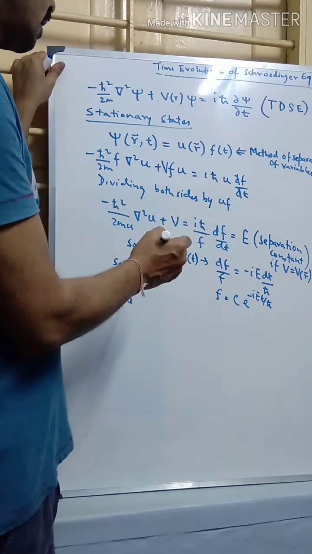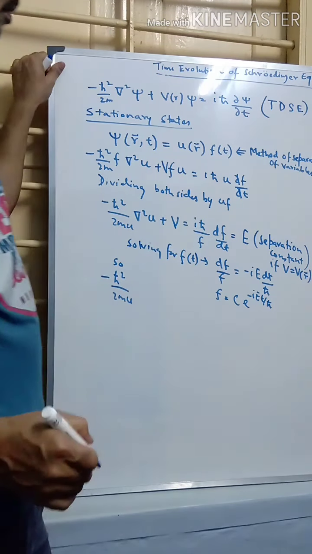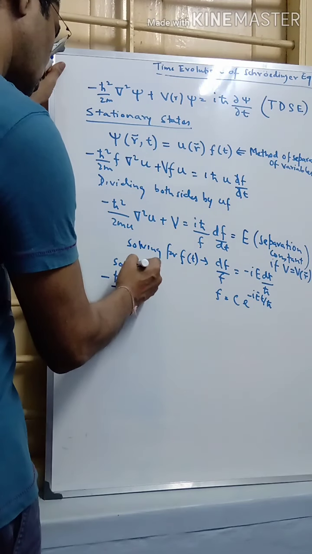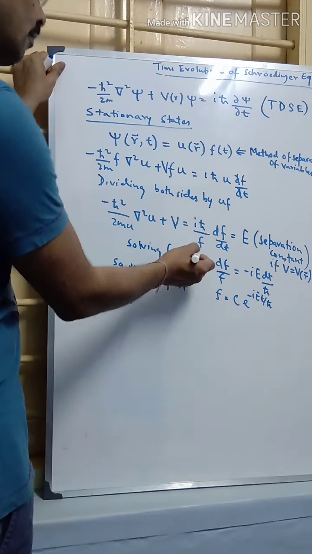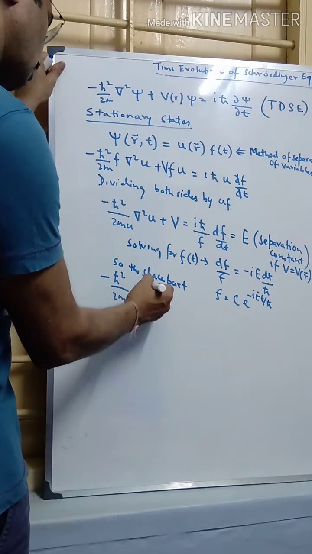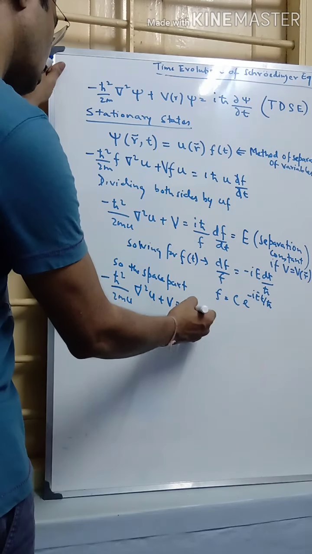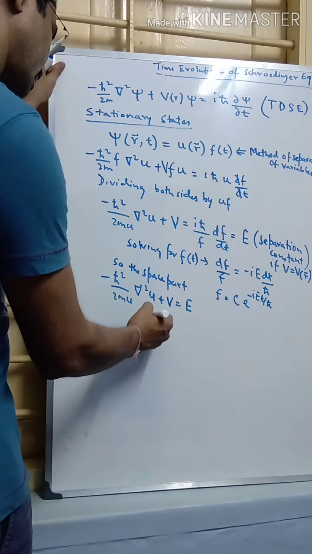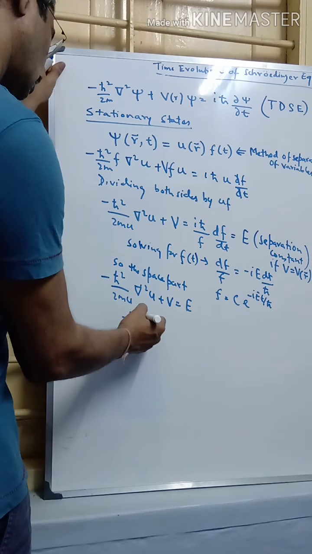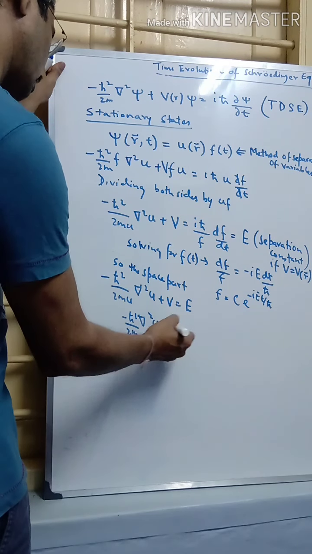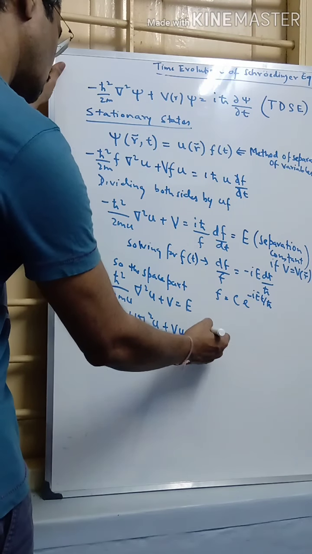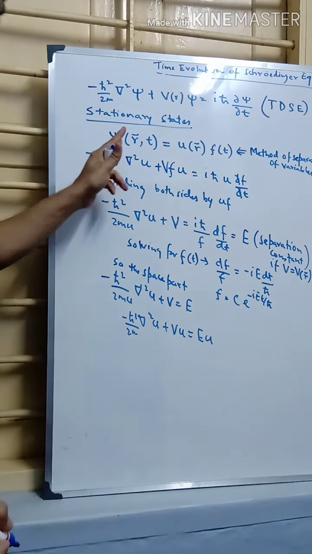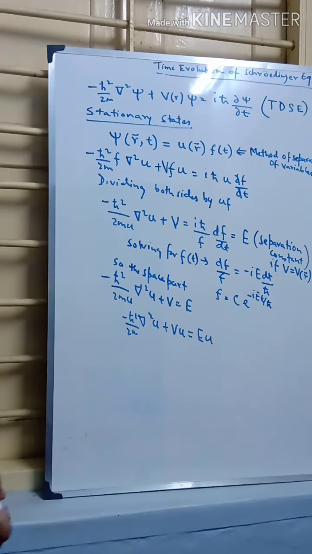Solving for u cannot be done until and unless you know the value of v. So the space part, this was the time part, the above one was the time part. So grad square u plus v is equal to again E, and then we can write minus h cross square by 2m grad square u plus Vu is equal to Eu. This is similar to what we had as Schrodinger equation in the first line, if you remember correctly.